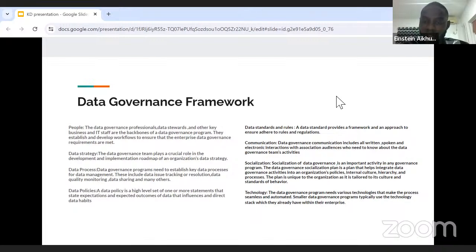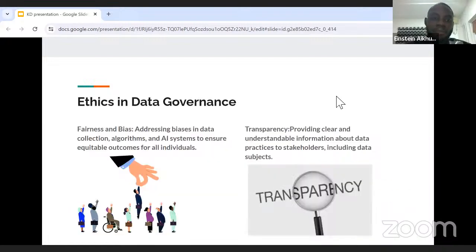Now we have the technology. Data governance programs need various technologies that make the process seamless and automated. Smaller data governance programs typically use the technology stack which they already have within the enterprise. So there are various technologies that are used to make the process of data governance seamless and automated. These are part of the frameworks in data governance.